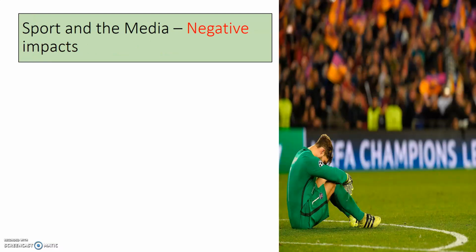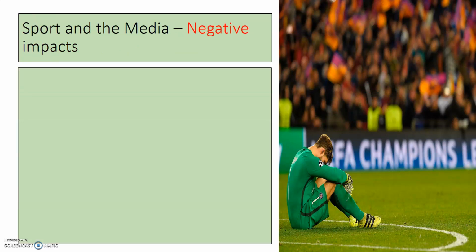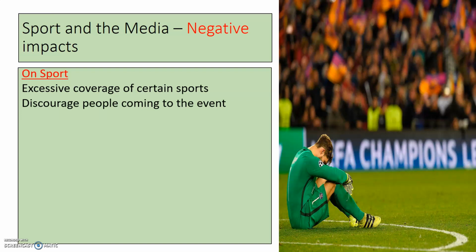If we move and look at the negative impacts of the media on sport and the performer, okay, first and foremost, if we look at sport, so obviously the negative impacts of the media is that it might have an excessive coverage of only certain sports. So some minority sports will be missed out. So things like badminton, for example, table tennis doesn't get the coverage that football, netball, basketball to a certain extent, rugby gets, and this might discourage people also coming to the event.